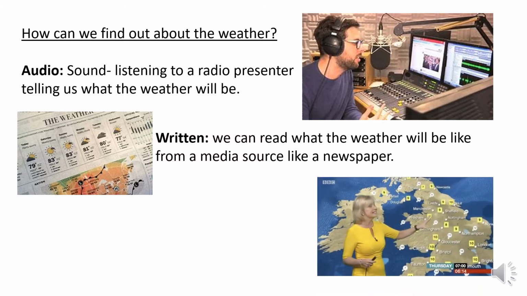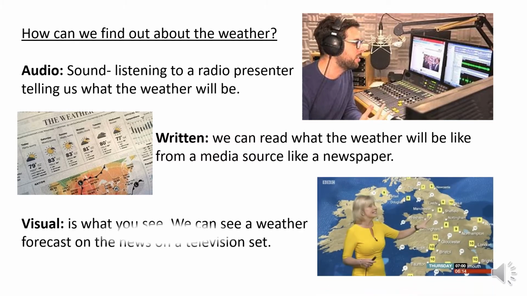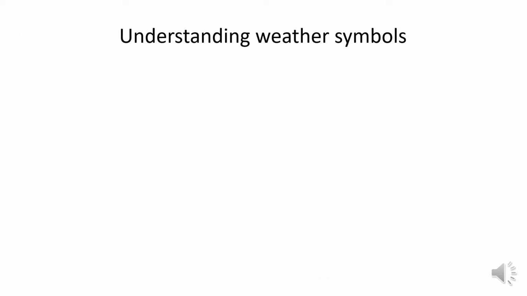Or we can watch television. Visual is what you see. We can see a weather forecast on the news on a television set. Understanding weather symbols.